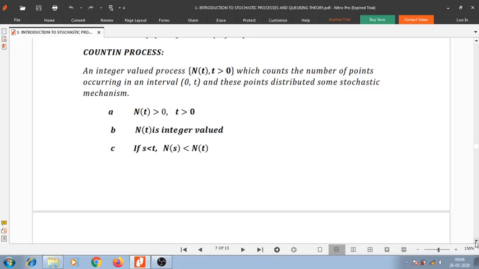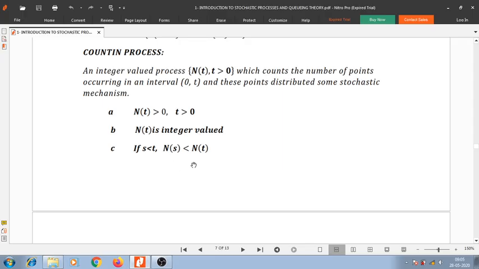Now coming to the counting process. Counting process is very easy. Why? Because the arrivals entering the center, like an ATM counter, are integral values. The number of customers entered is an integral value. So any random process said to be a counting process should have N(t) greater than or equal to 0, that should be some non-negative integer. This N(t) should be integer valued.